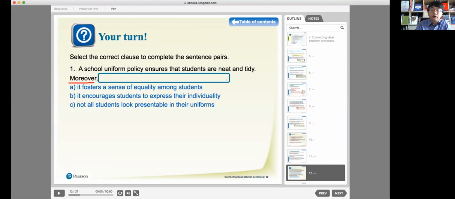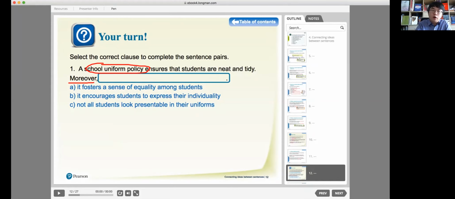Moreover, so in other words, we have to choose a sentence which also talks about school uniform policy or the benefits, the advantage of having a school uniform policy. Now look at these answers together, these options. A, it fosters a sense of equality among students. So it's another benefit, another advantage. Second, it encourages students to express their individuality. The third one, not all students look presentable in their uniforms. So which one will you choose? The answer is A. It fosters a sense of equality among students.